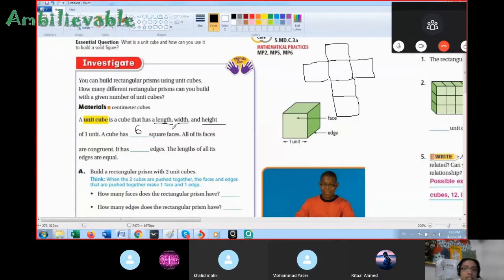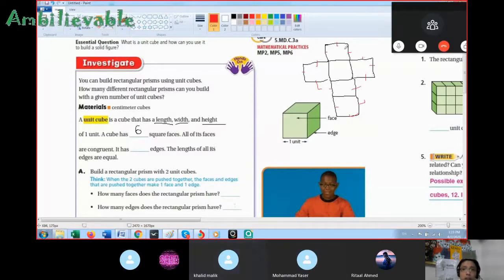It has how many edges? When we talk about edges, the edges are the corners. Okay. Let us count. One. Let me give you a different color. So I have 1, 2, 3, 4, 5, 6, 7, 8, 9, 10, 11, 12, 13, 14. Those are the edges of your cube.